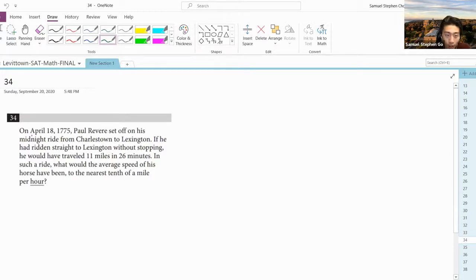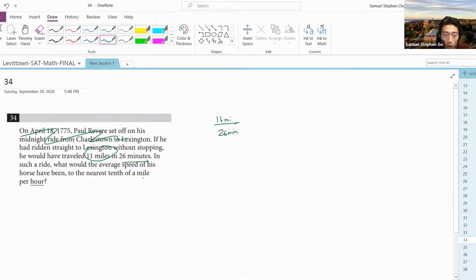Paul Revere, useless information, traveled 11 miles in 26 minutes. What is the average speed? So again, he didn't have to travel the same miles per hour in each leg of the journey. This is just saying he did 11 in 26. So to get the average, it's just dividing, right? So you're just saying 11 miles in 26 minutes.